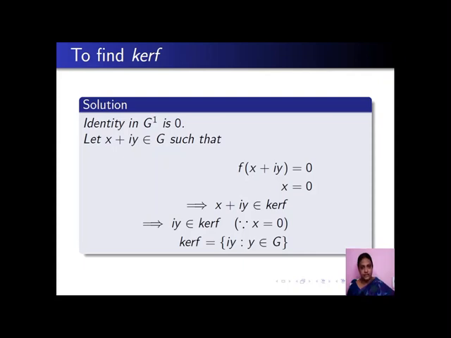f of x is equal to e dash. e dash is the identity element in G dash. In our problem, G dash is the group of real numbers, and under addition the identity element is 0. Therefore we take f of x plus iy equal to 0. Now according to the definition, x plus iy is defined by only the real part, so x is equal to 0. We assumed x plus iy belongs to kernel f, but x is 0, so iy belongs to kernel f. So we can define the kernel f as the set of all elements of the form iy where y belongs to G. This is the kernel f. In this way we can find the kernel of f.